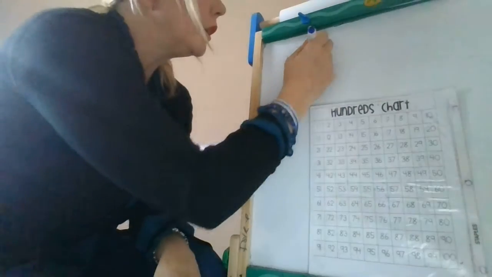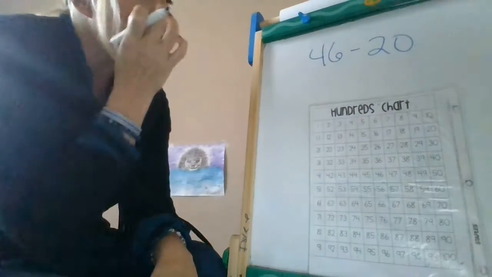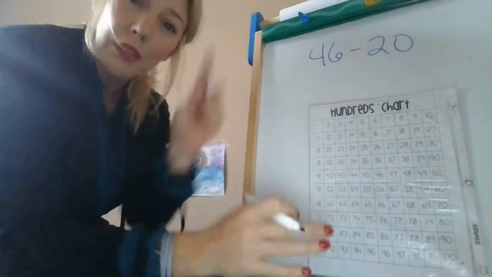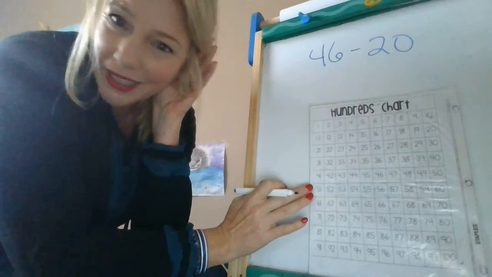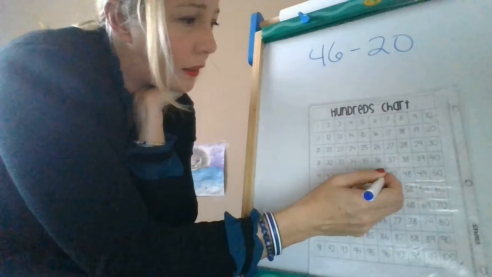So for example, we're going to do 46 minus 20. And everyone knows when we're looking for a number in the 40s, we go to the first column of numbers. Students, go ahead and tell me, which row am I looking for? Yes, that's correct, the 40s. So we find number 46.